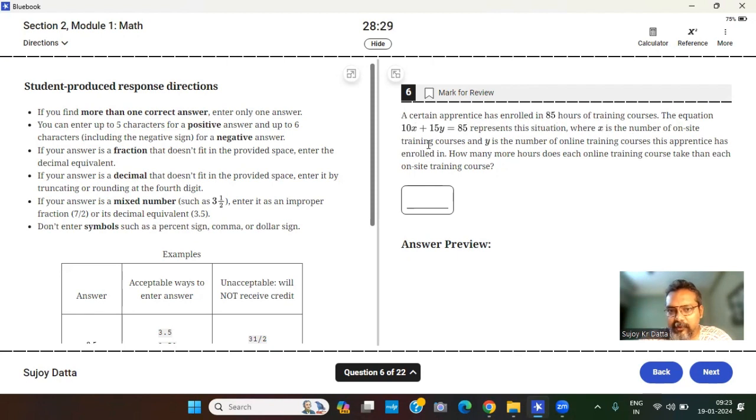Now, X is the number of on-site training courses. Y is the number of online training courses. So, if there are X courses, how does that relate to 85 hours? Only if the number that you multiplied with X is the number of hours you spent on each of those courses. So, for example, you have 3 on-site courses, each course 10 hours. So, you have got 30 hours there. So, the 10 and the 15 represent hours.